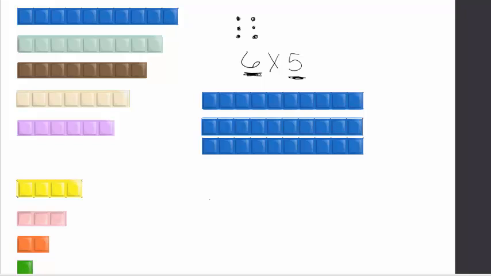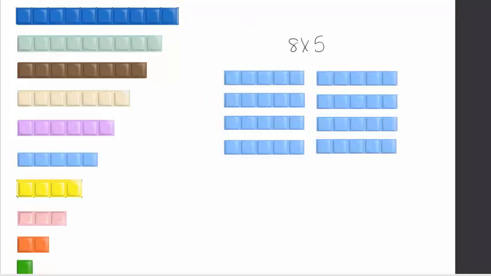So we have, instead of 6 5s, now we have 3, and we have tens. And what's 3 times 10? 30. So it's easier to think of times 10 than it is usually times 5. Let's try this next one. So for this next one, we have 8 times 5.